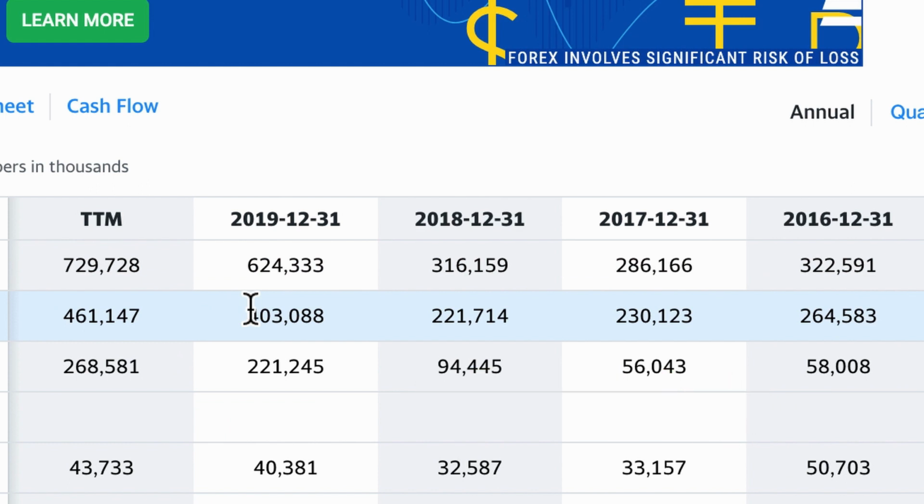Now, if this was a blue chip company or a dividend payer, these numbers would probably be in the billions, but there wouldn't be as much growth in between the numbers. So that represents a more stable company, and that's what you can look for.